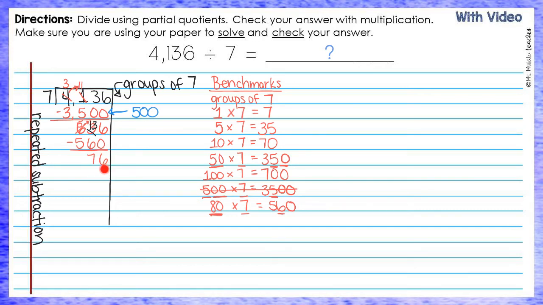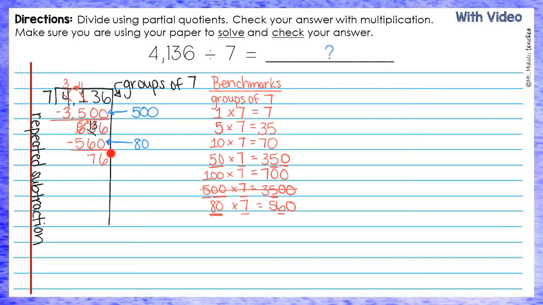So before we go on and subtract again, we need to say how many groups of 7 are in 560. In 560, there are 80 groups of 7. So we're going to write 80 and show that 80 groups of 7 is in 560. Now we have 76 remaining.